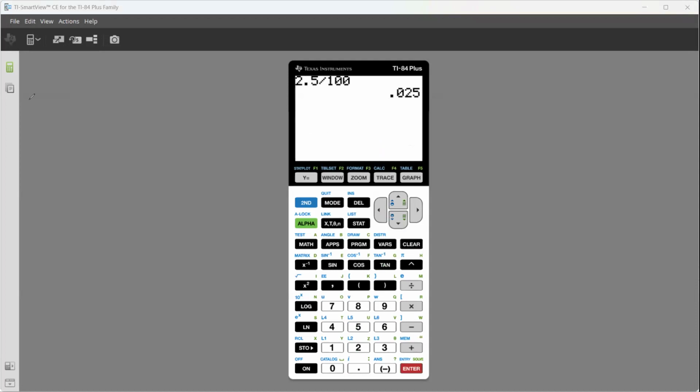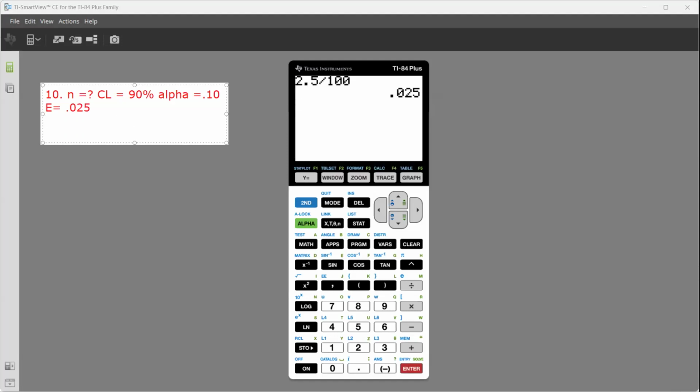So we're looking for n. This is number 10, okay? We're looking for n. We don't have it. Our confidence level is 90%. Our alpha is 0.10. Now, the other thing, and our error, as I just showed you, is 0.025. Okay. Now, the other part of this is my z.